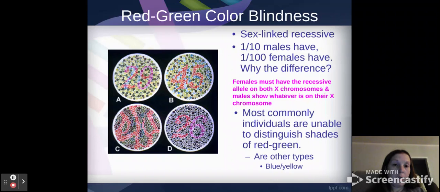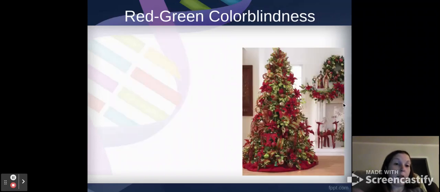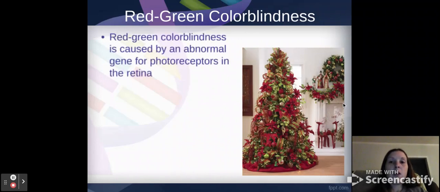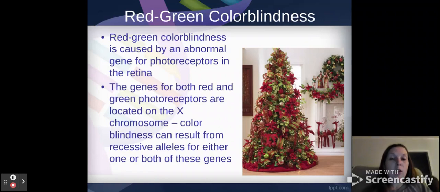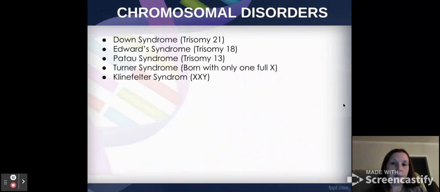There are other types, though, that you have. So blue-yellow is another type of color blindness, and then all colors. Like some people just can't see any colors. So red-green color blindness is caused by an abnormal gene for photoreceptors in the retina. And the genes for both red and green photoreceptors are located on the X chromosome. So color blindness can result from recessive alleles for either one or both of these genes.